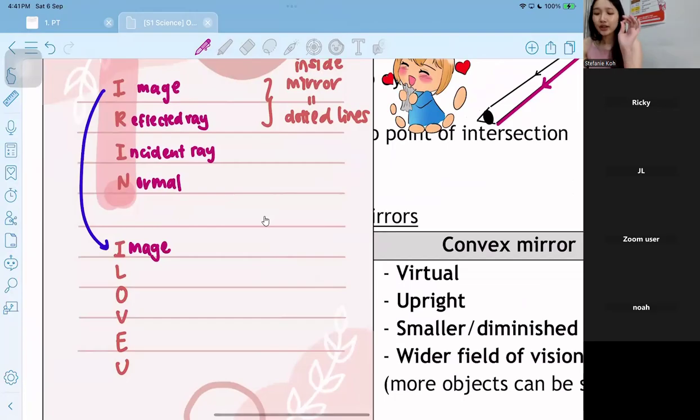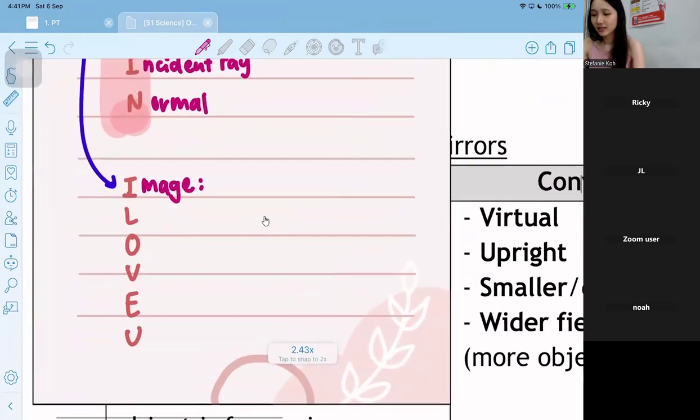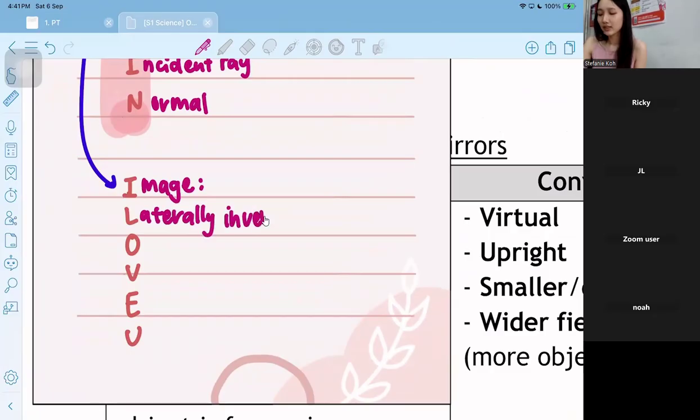What are the properties of these images? So, remember it as this. First one, your image is laterally inverted, meaning the left and the right are switched. Next one, the image and object are the same size.